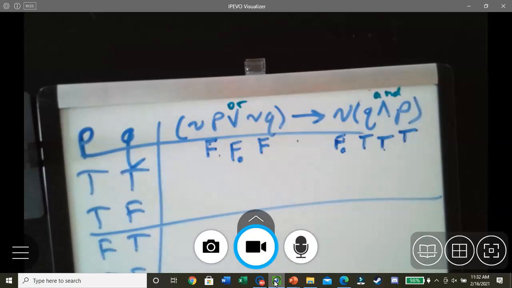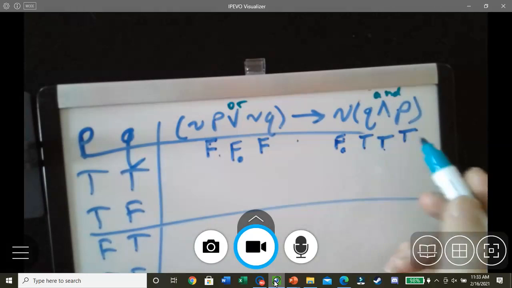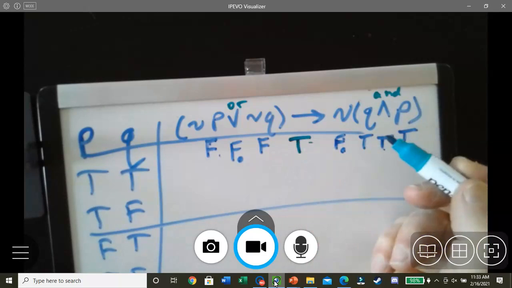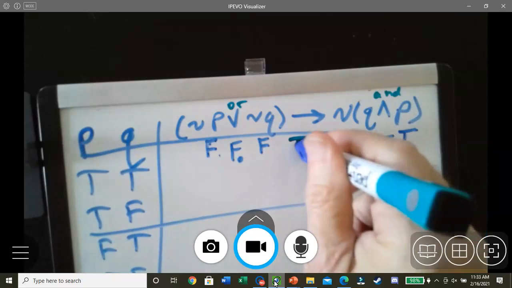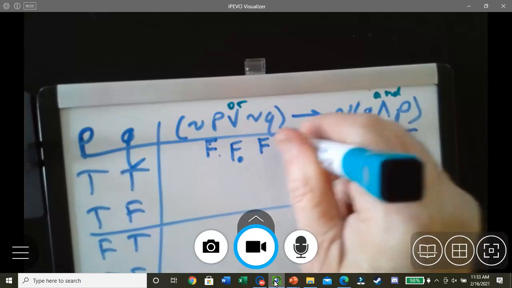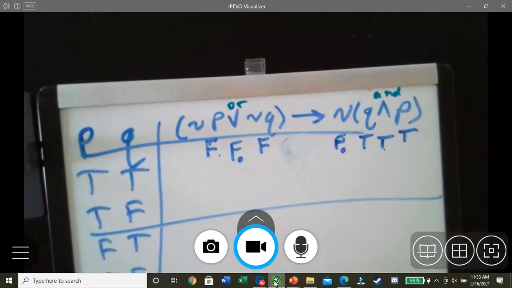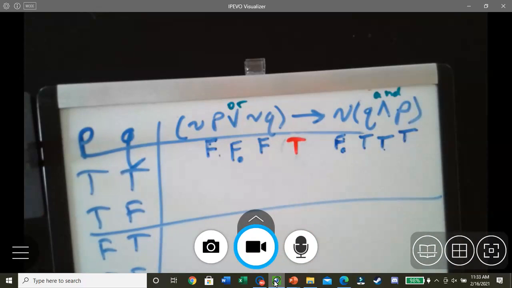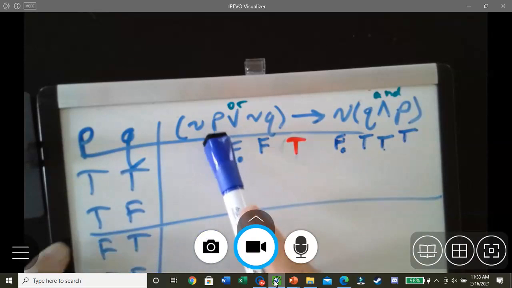For if-then, the only one that's false is what? Yeah, it's true, right? Because the only one that's false is if true, then false. So this is true. Let me use a different color to make it stand out a little more. I'll use red again. Okay. Let's look at the next one.